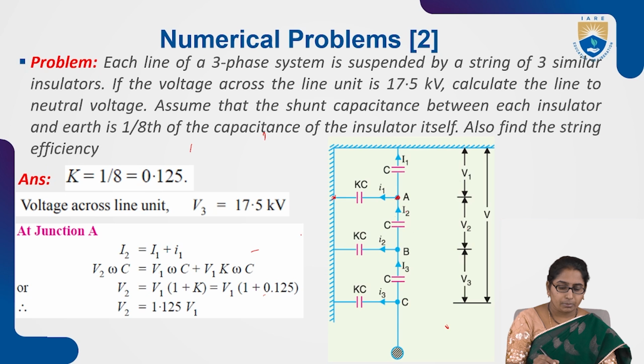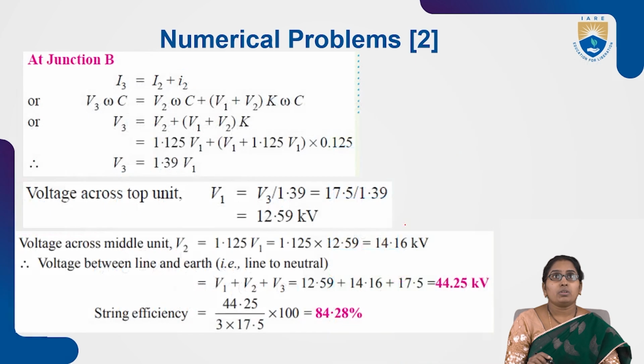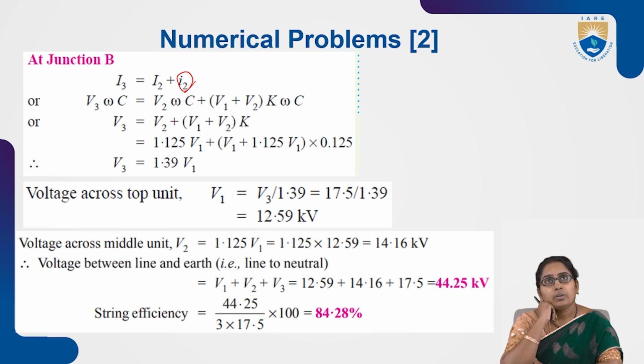Small I2 is nothing but this, right? So the voltage between this point and this point is nothing but V1 plus V2, right? So V1 plus V2 into K omega C. Okay, that is small I2. Now cancel the similar terms.